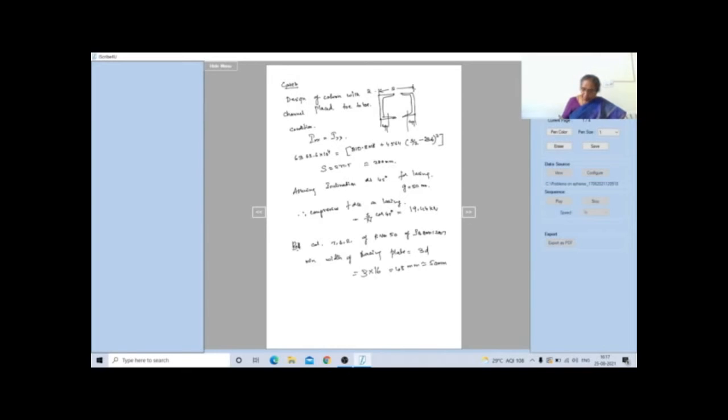Now, minimum thickness, the same steps what we used with the back-to-back channels, is nothing but 1 by 40th of effective length into secant 45. If you calculate this, you will get 6.36 mm. We won't get 6.36 mm thickness, say 8 mm thickness. Okay.